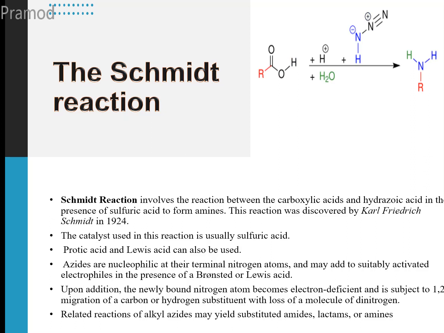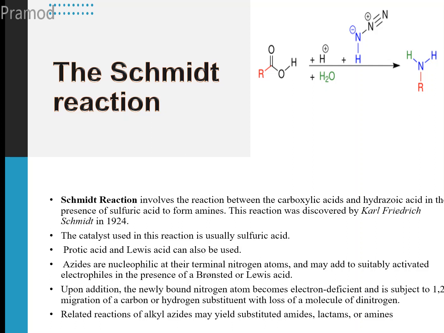Your carboxylic acid reacts with hydrazoic acid, that is HN3. Hydrazoic acid is nothing but HN3. In the presence of acid, it will give you the corresponding amine.